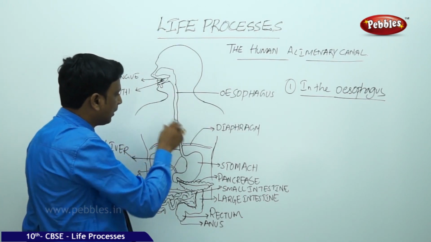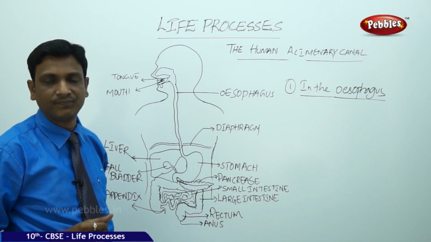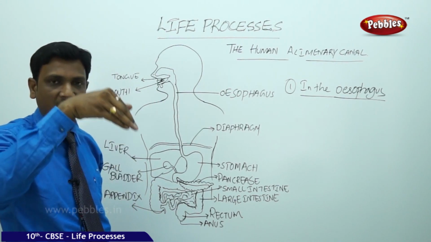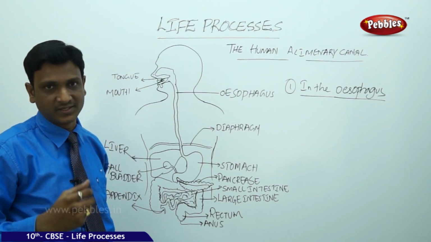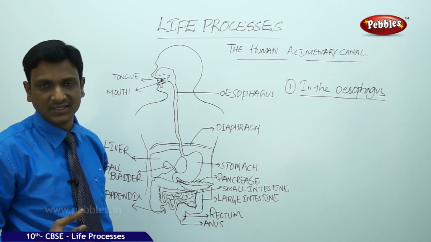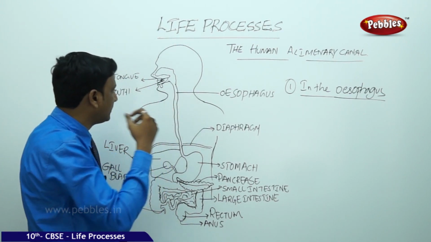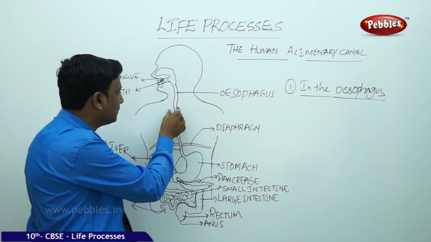The esophagus is a long tube lined by some mucus. Even then, the food cannot simply pass through it, because the food is not completely watery. It is not completely a liquid. It is a paste kind of thing, so it has to be moved down in the esophagus. That is achieved by the muscles present in the esophagus.